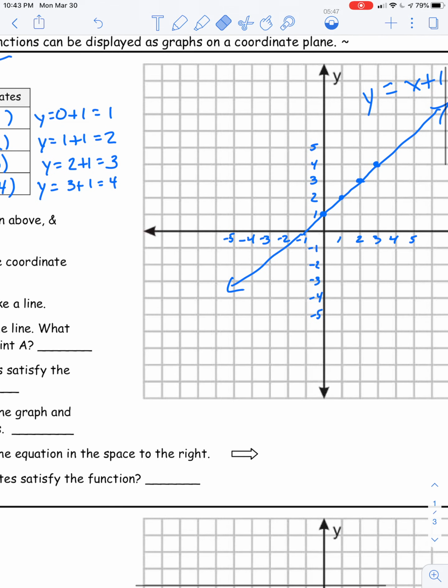I'm going to tell you that there's a point A on the line, and it is at, let's see, oh, phooey. Sorry about that, guys. Okay. Right here. Why is that not cooperating with me? There we go. Okay. Right there is point A. Build that onto your graph as well.